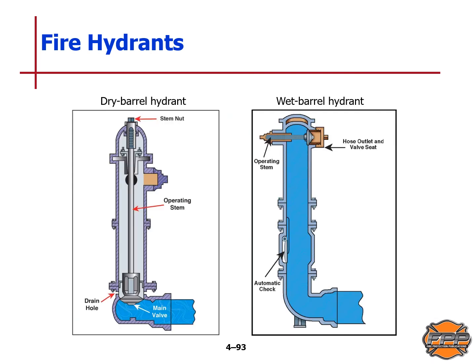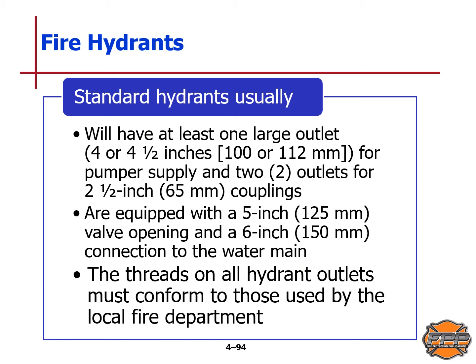The two main types of modern fire hydrants are dry barrel hydrants and wet barrel hydrants, and you see them illustrated here on this slide. Standard hydrants will have at least one large outlet, which is 4 to 4.5 inches or 100 to 112 millimeters for pumper supply, and 2 outlets for a 2.5 inch or 65 millimeter coupling. They're equipped with a 5 inch or 125 millimeter valve opening and a 6 inch or 150 millimeter connection to the water main. The threads on all hydrant outlets must conform to those used by the local fire department.